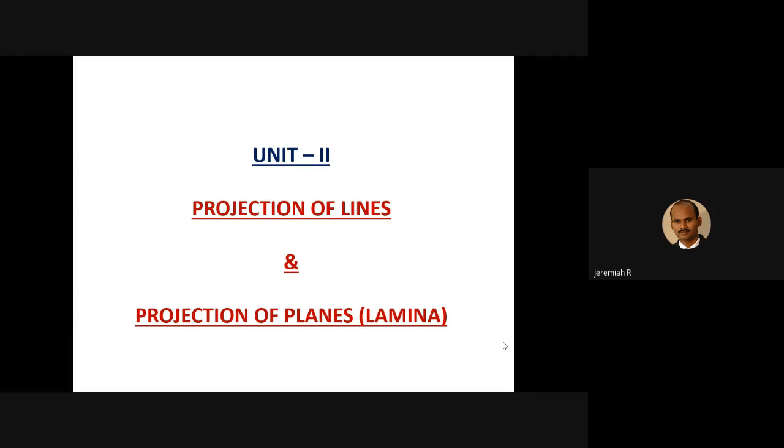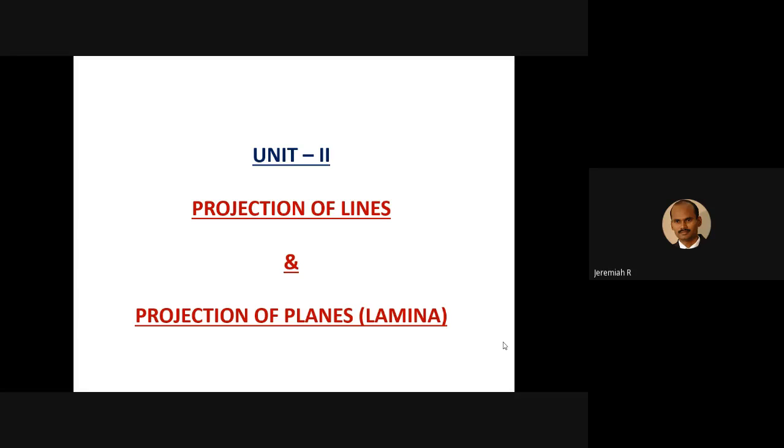So what are we going to do in projection of line? We are going to keep the line in the first quadrant and draw front view, top view. That is 12A. 12B is we are going to keep some lamina. It may be a hexagon, a circle, a pentagon, a rectangle, something like that. We are going to keep it in the first quadrant. Don't think simply, because we are going to keep it with some inclination.